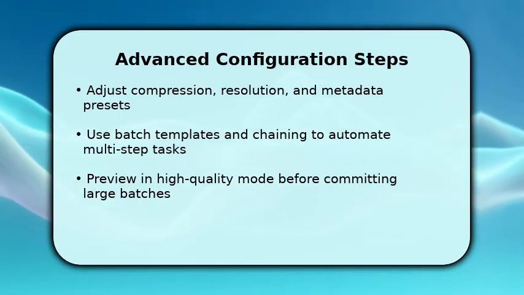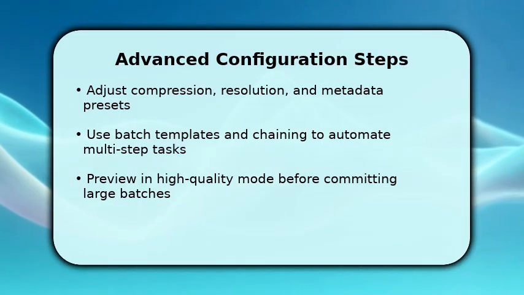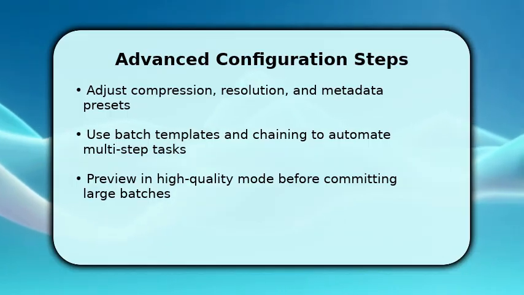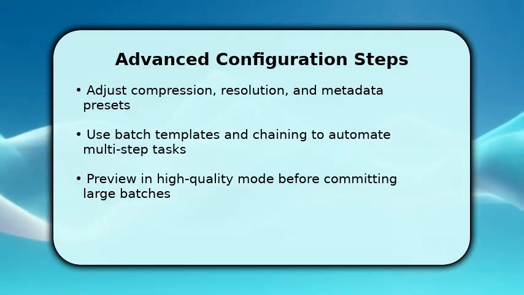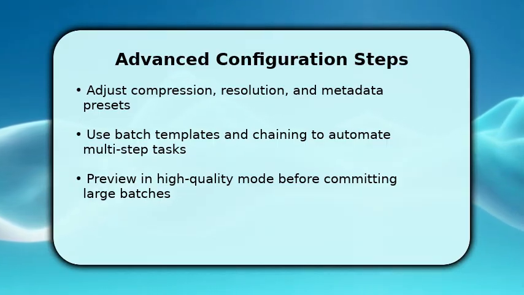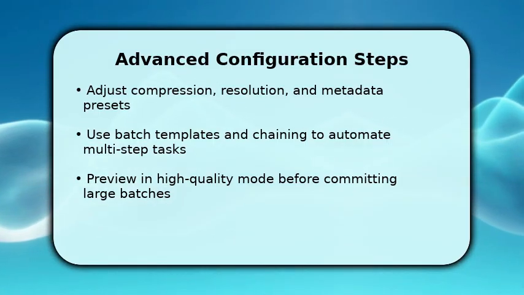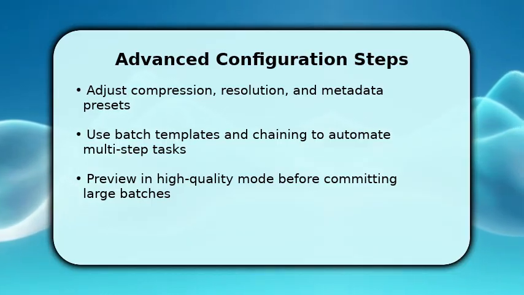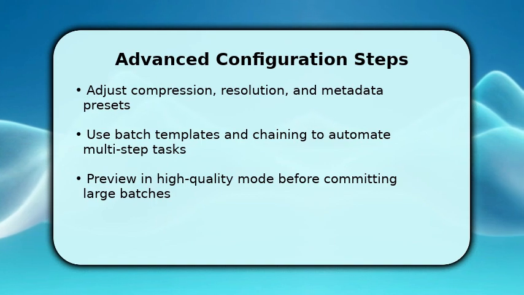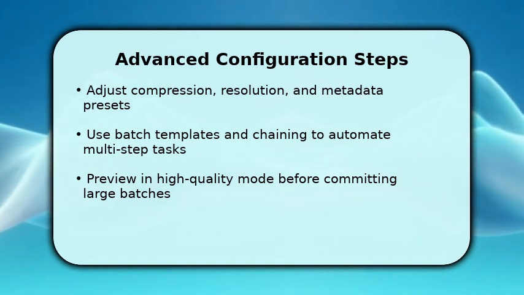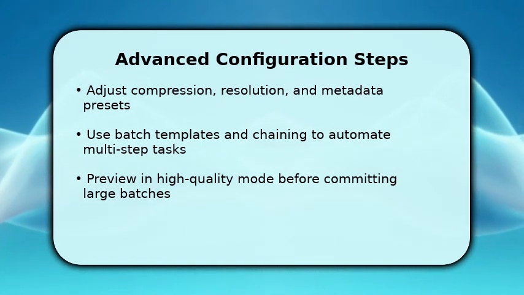Next, create a batch template and chain operations so repetitive edits run automatically. Chaining eliminates manual handoffs. Once you configure, run a 5-10 item preview to verify outcomes and timing. If performance lags, lower concurrency or use a temporary cache directory to reduce I/O contention. This maintains throughput without sacrificing fidelity.